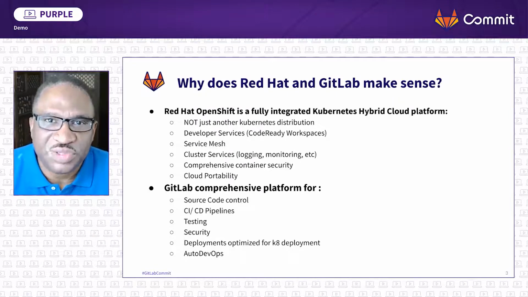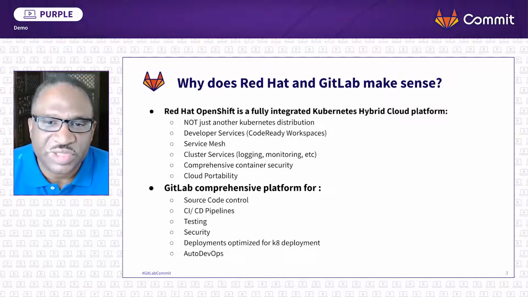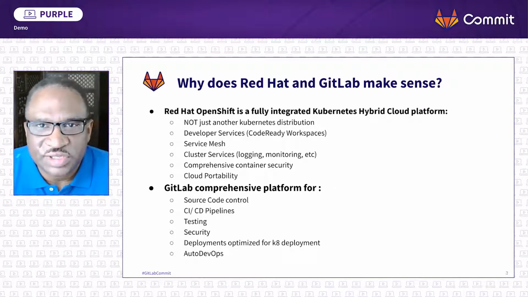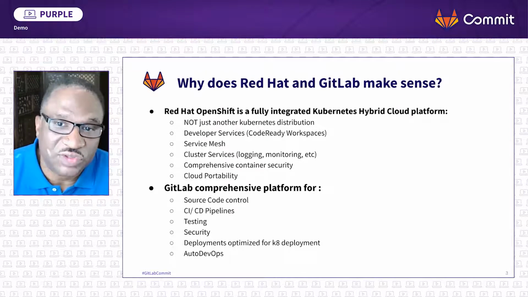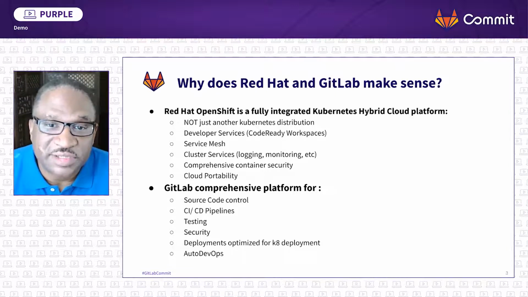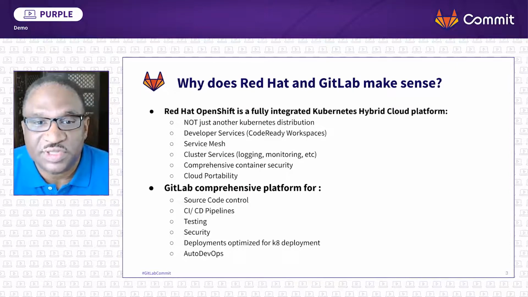It contains features such as developer services with code-ready workspaces, a service mesh, and cluster management services such as logging and monitoring. On top of all of this, OpenShift runs across any infrastructure an enterprise is using, whether it is physical, virtual, public clouds, or private clouds. This gives enterprises the greatest flexibility and security as they move workloads to the cloud.